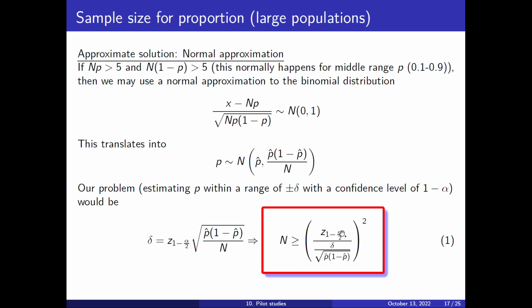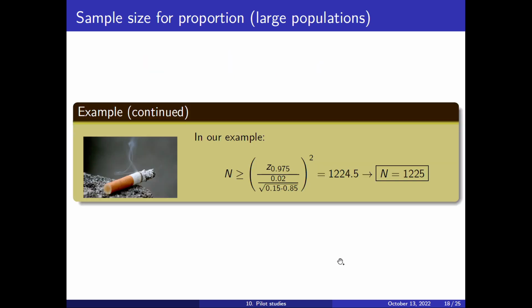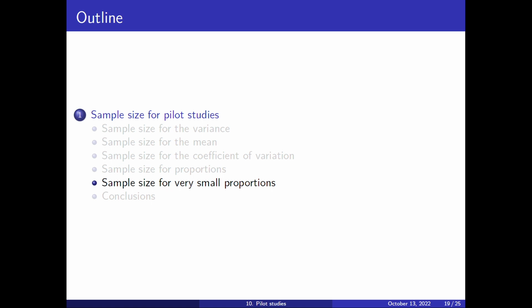And again, it is like always: the confidence level term divided by the width of the confidence interval and normalized in a proper way. So now you will need 1200 samples. Again, this is not a pilot study, this is a real study. The problem was that we wanted to be very precise, so this 2% of variation was unrealistic from the very beginning. Okay, so what happens with very small proportions?